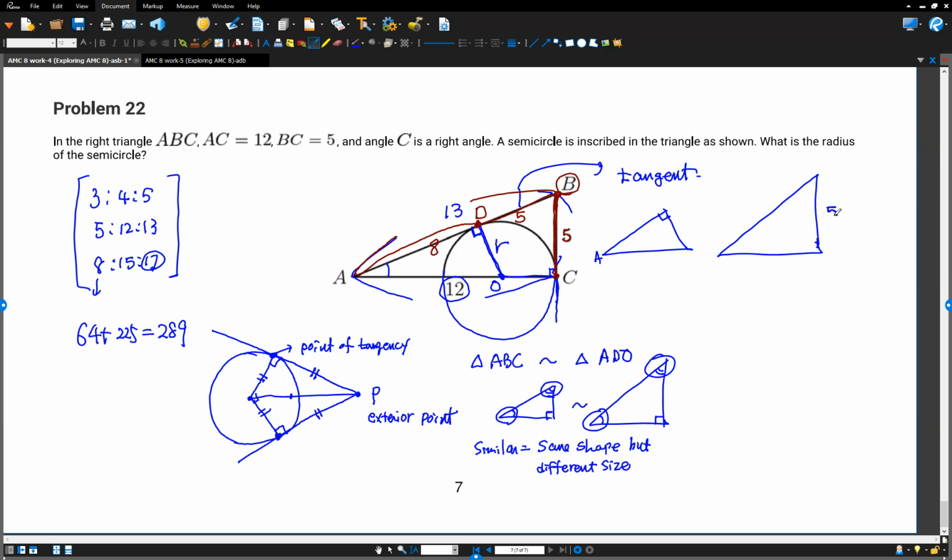This is 5, this is 12, this is 13. But this angle is the same angle. Well, this is a right angle. So two angles equal, these two triangles are similar. Similar means any corresponding sides are in proportion. Okay, all right. Now this side is 8, this side is 5. No, this one, not this side. You're going to find this one, right? R.